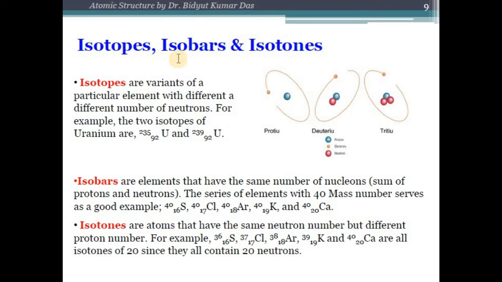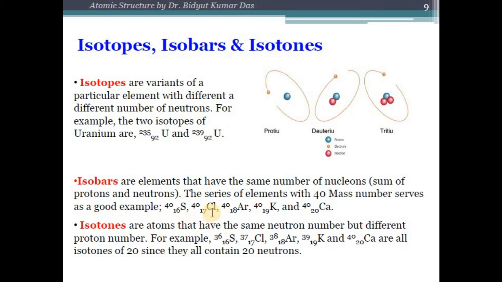Now let's talk about isotopes, isobars and isotones. Isotopes are atoms which have different mass numbers, and they have the same atomic number. For example, uranium-235 and uranium-239 are two isotopes of uranium. Here you see that the uranium 235 and 239 isotopes have the same atomic number, which is equal to 92. On the other hand, isobars have the same mass number, but they have different atomic numbers.